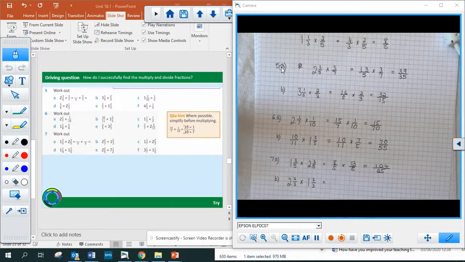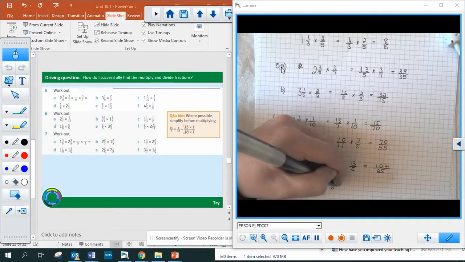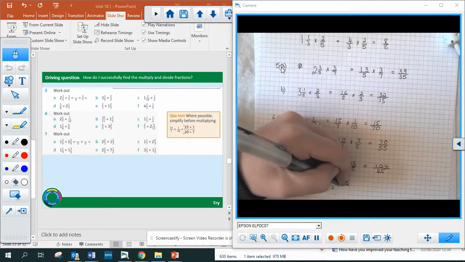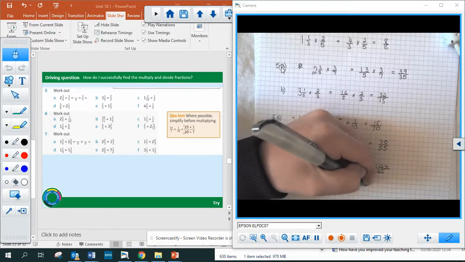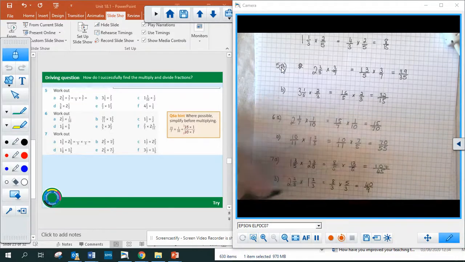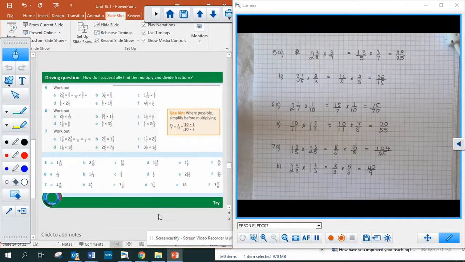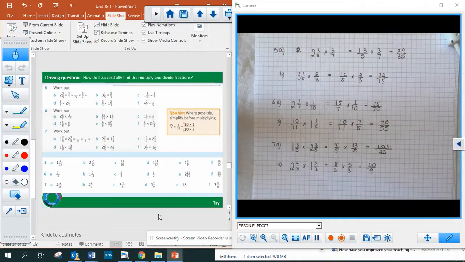Convert to improper fractions first. 2 times 3 is 6 plus 2 is 8. We've got 8/3 multiplied by 1 times 3 is 3 plus 2 is 5, so 5/3. 8 5s are 40. 3 times 3 is 9. Okay, and now I'm going to put the rest of the answers on the screen for you. You can see with some of them they have converted back to mixed numbers for their answers, and they've simplified where they could as well. So you could have done that. I didn't, but you could have.